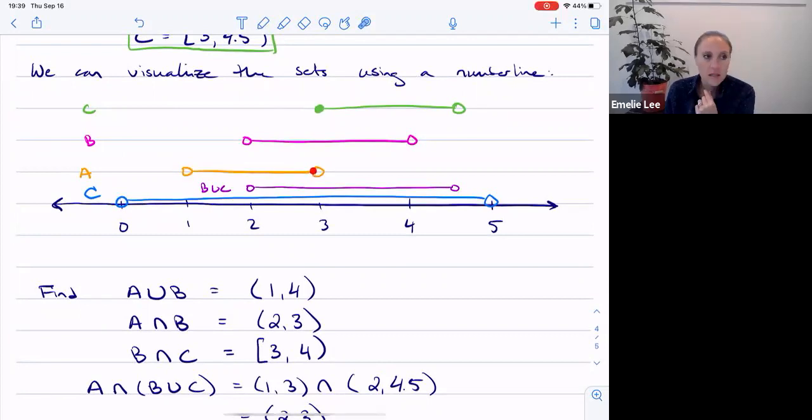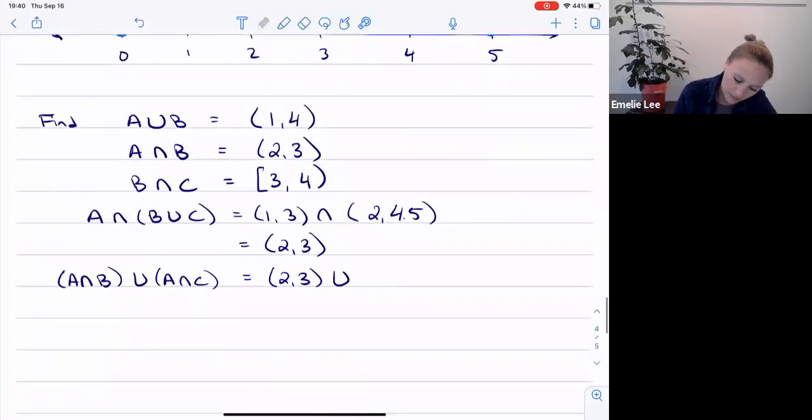A and C looks like there is no overlap, because A goes from 1, not including 1, up to 3, not including 3. But then C picks up just at 3. Remember, A only went up to not including 3, and then C picks up at 3 and goes until 4.5, not including 4.5. So the overlap here would be the empty set.